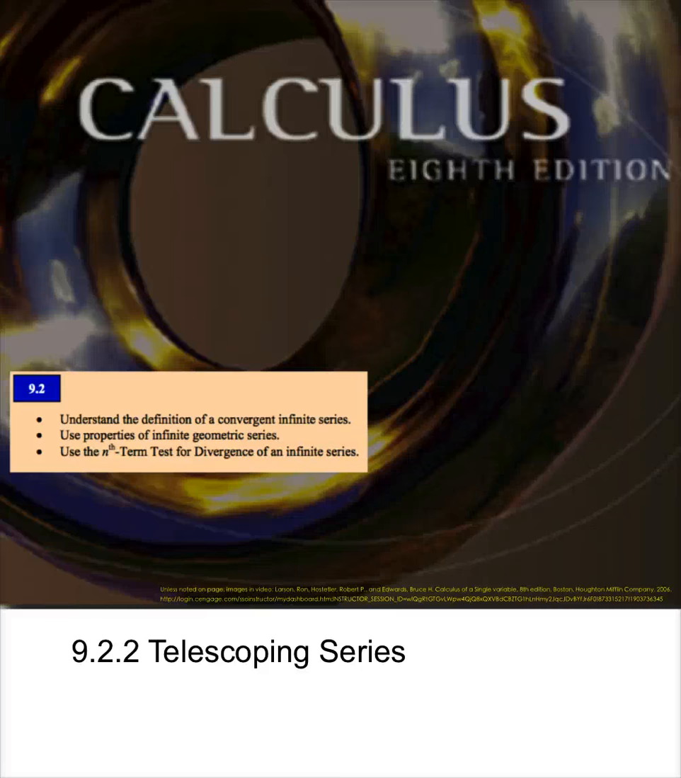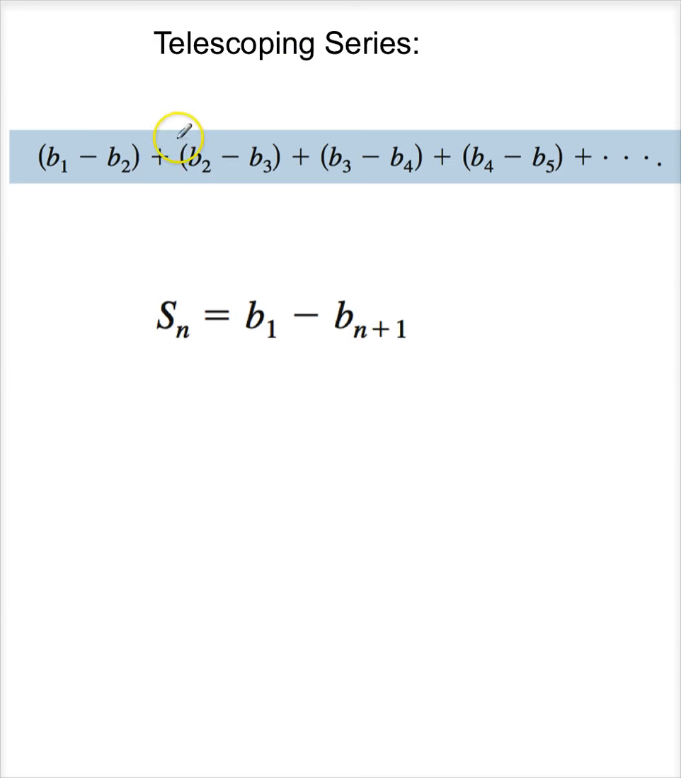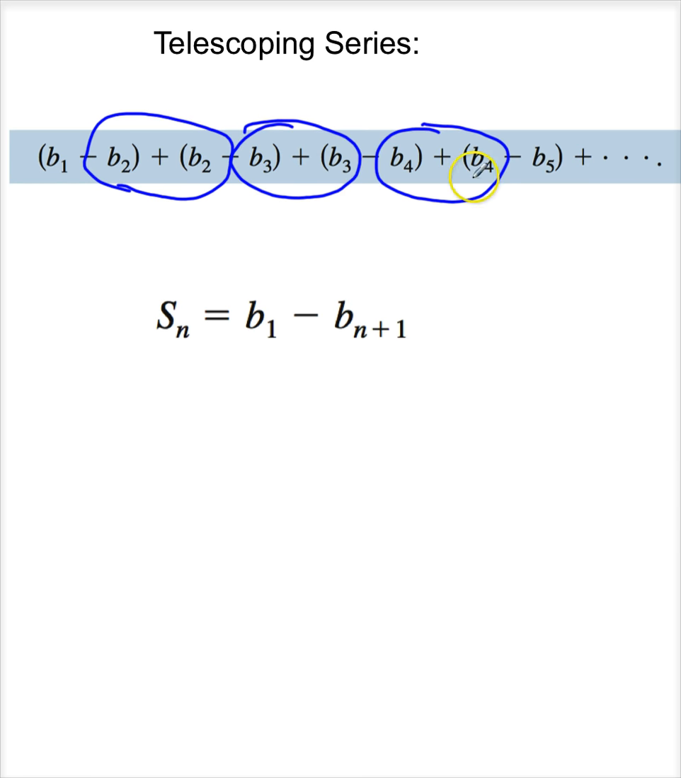Telescoping series are one of the series that we can find a limit to. A telescoping series can usually be written in the form b1 minus b2 plus b2 minus b3 plus b3 minus b4. Now you see what I'm circling? Do you see what happened to these terms? They tend to cancel. They do cancel, as a matter of fact. So the nth partial sum is b1 minus my nth term.